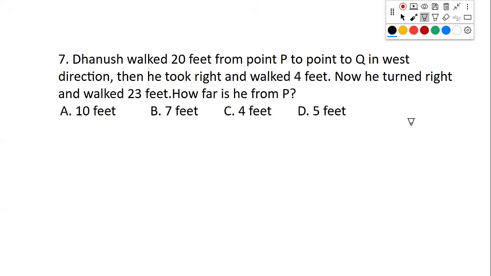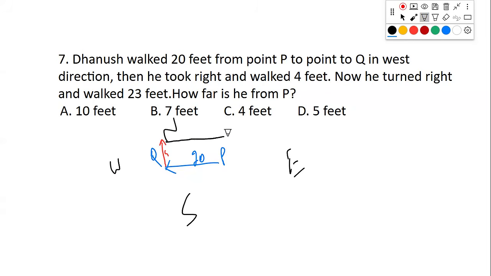Yeah, some answers. Raghavendra D choice, Simran D choice, Yogi D, 5 feet. So quickly, north, south, east, and west. Dhanush walked 20 feet from point P to point Q in west direction. Okay, point P to Q, 20 feet, in west direction. Then he took right turn and walked 4 feet. Now he turned right and walked 23 feet.